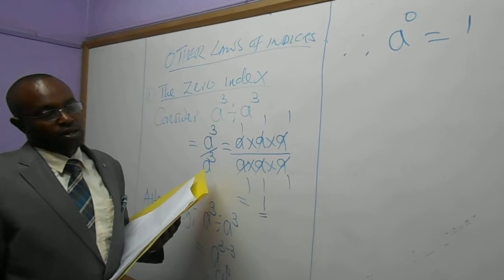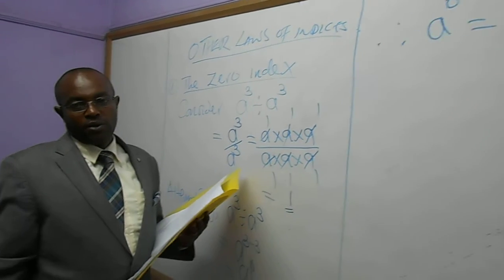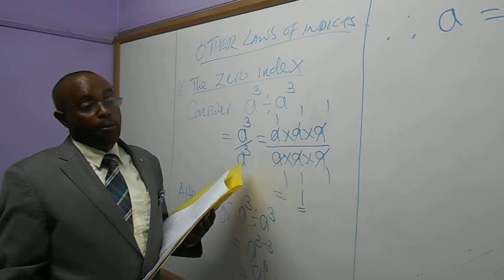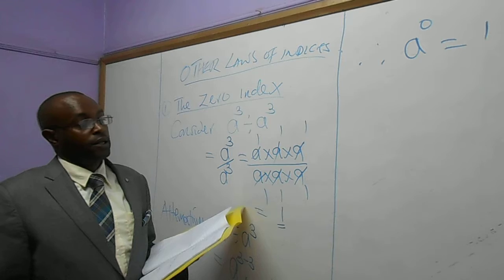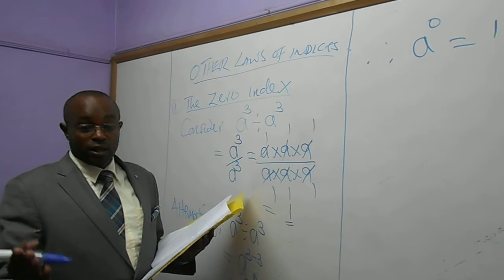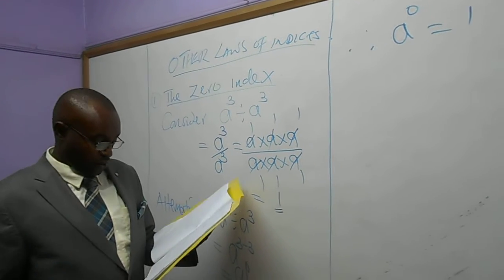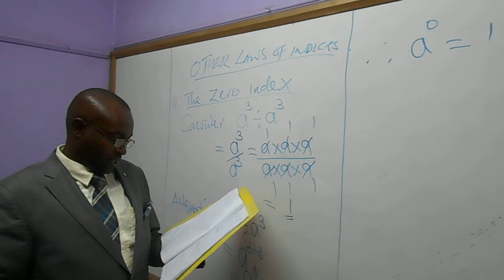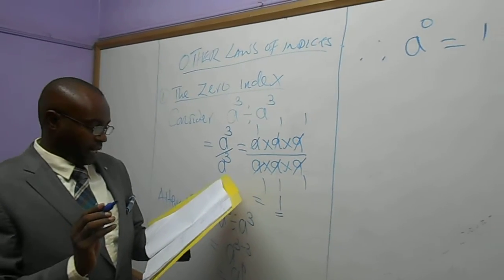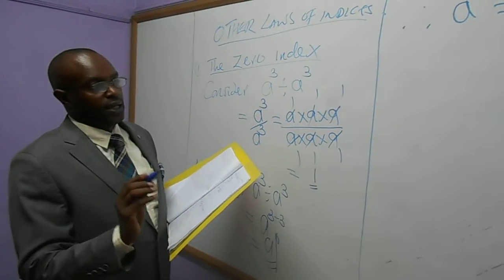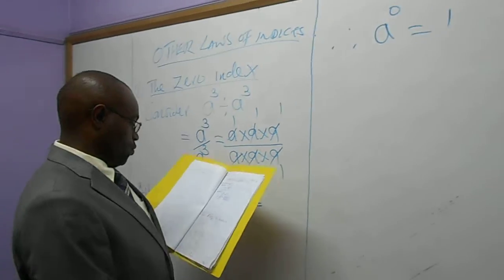Whether it is 10 to the power 0, it's 1. 1,000 to the power 0 is 1. 1,000,000 to the power 0 is 1. I should also say that yourself to the power 0 will equal 1, although you are not mathematical. So, class, take note of that. Any number raised to the power 0 is 1.